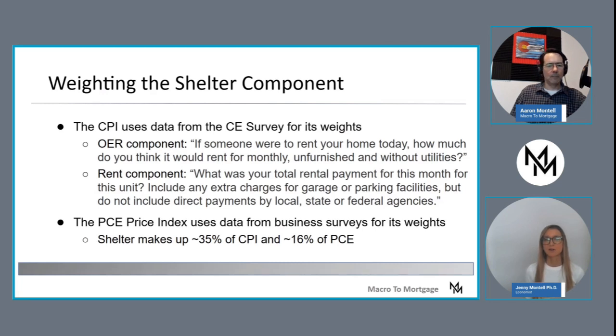Now, one of the biggest arguments against this question, or complaints about it, is that it's probably hard for someone to really have a good sense for how much they could rent their home for.